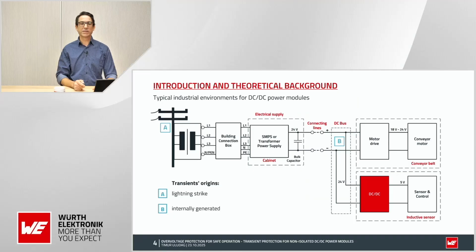From where can transients come from? Mainly, we have here two. Here, A means if we have a lightning strike and that goes through the whole system and damages all the other parts, or something that is internally generated, like if I have a motor drive and it goes from full load to zero load, and then the voltage at the input shoots over, and this overvoltage, this transient, is going to be on the whole bus system here.